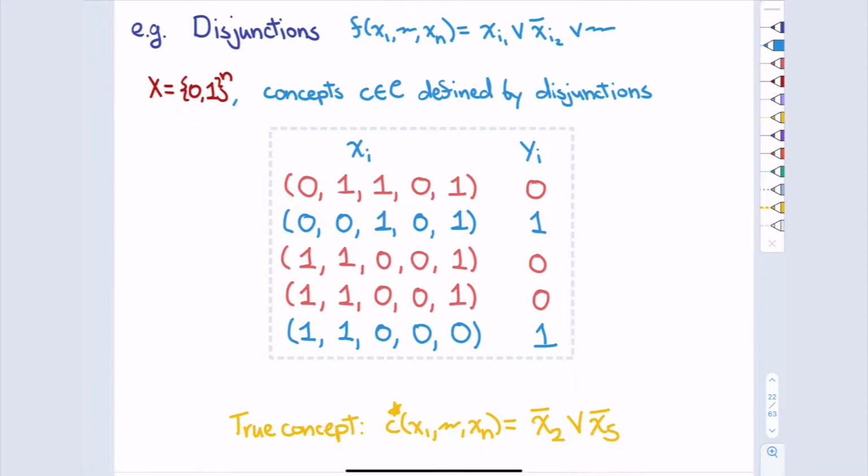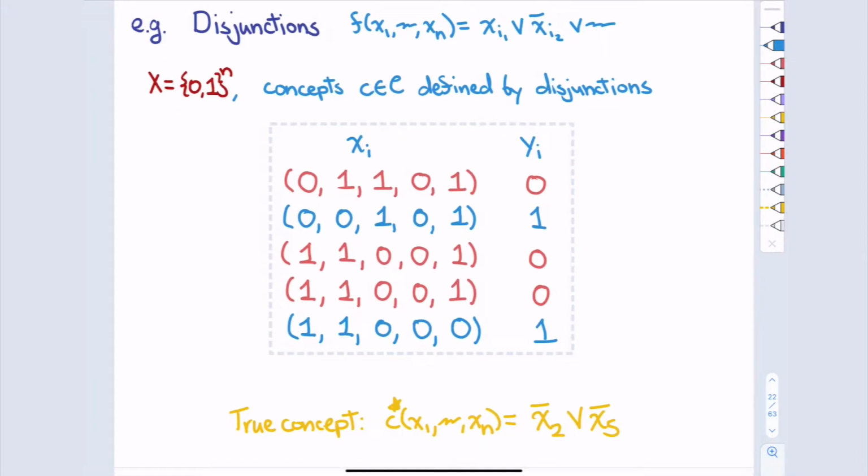Disjunctions. Okay. So let's say that your input is bit strings of a fixed length. I guess in that example, you have 5 bits, for example. Here I have the xi's, and here I have their labels, and they're even color coded for you.